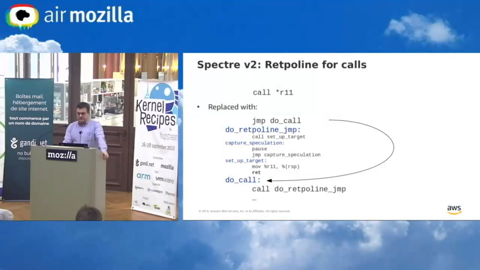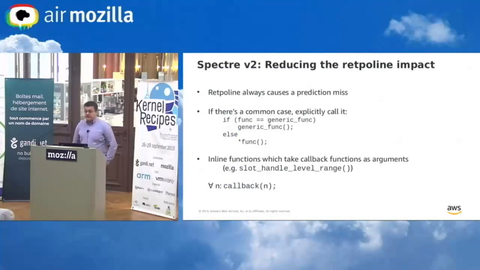And this basically protects us from the indirect branch prediction. So we don't have to use the IBRS MSRs to protect the kernel against Spectre v2 because we build with retpolines. So yes, it has something of a performance impact because it always causes a prediction miss and a pipeline stall.